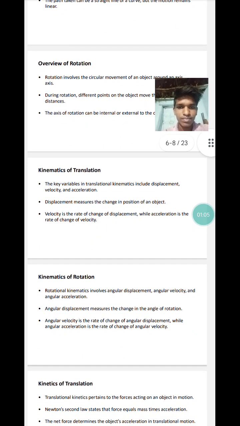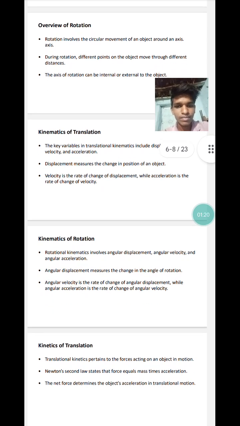Kinematics of translation. The key variables in translation kinematics include displacement, velocity, and acceleration. Displacement measures the change in position of an object. Velocity is the rate of change of displacement, while acceleration is the rate of change of velocity.